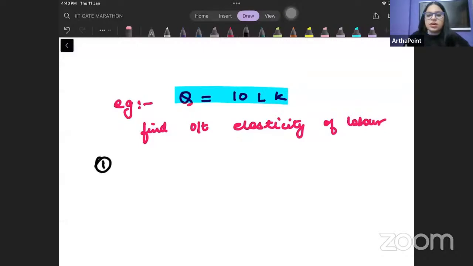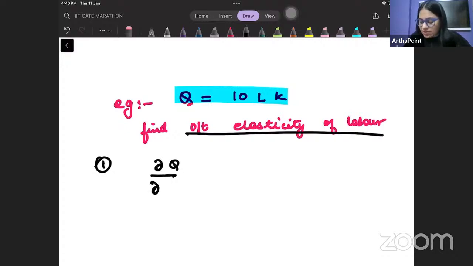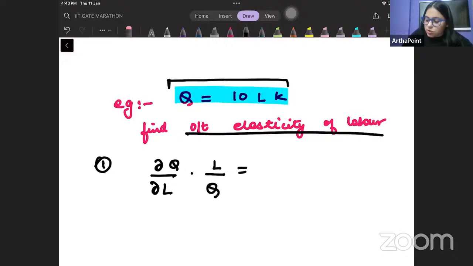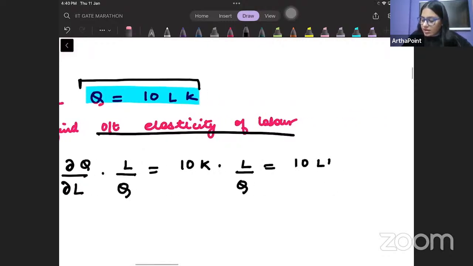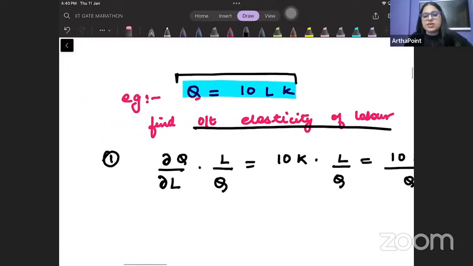Number one, I use the definition. So this is saying output elasticity of labor. मतलब how output changes as labor changes, into initial value of labor by initial value of output. ये elasticity का formula है. I am just using this formula. So if I differentiate this with respect to L, I will get 10K into L by Q. तो ये हो जाएगा बच्चे 10LK by Q, Q by Q, 1. एक तो ये तरीका हो गया, simple. I am just using the basic formula of output elasticity of labor.